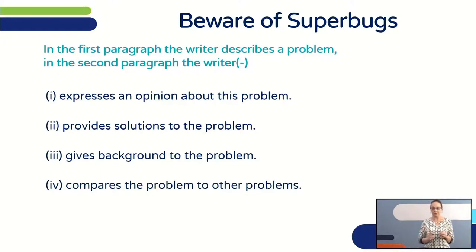So now we have a very important question. We have a multiple choice question. As we mentioned earlier, we need to cross out far-off, incorrect answers, and then we need to decide on the most suitable answer. Here we have, in the first paragraph, connection between paragraphs. In the first paragraph, the writer describes a problem, which is the superbug invasion. In the second paragraph, the one we've just read, the writer does what? Does he express an opinion about the problem? Provide solutions to the problem, give background to the problem, or compare the problem to other problems? Let's see. Have we read anything about opinion? No. Do we have a solution now? Not at all.